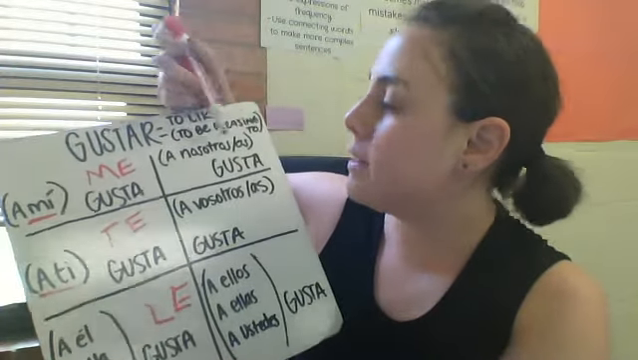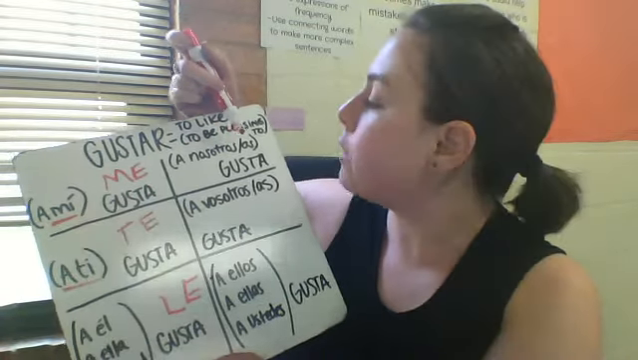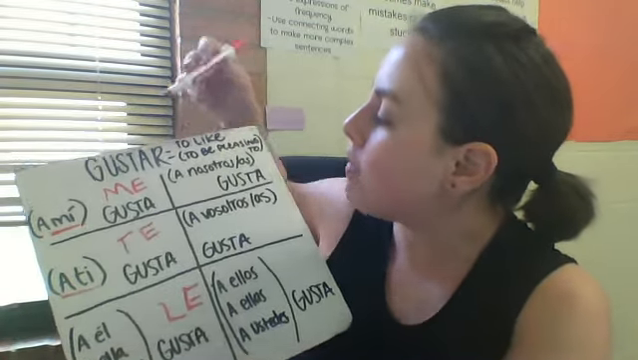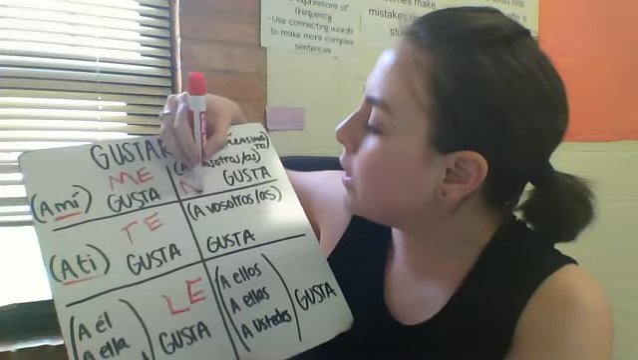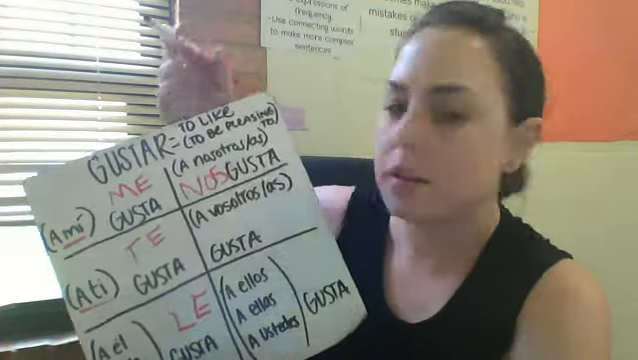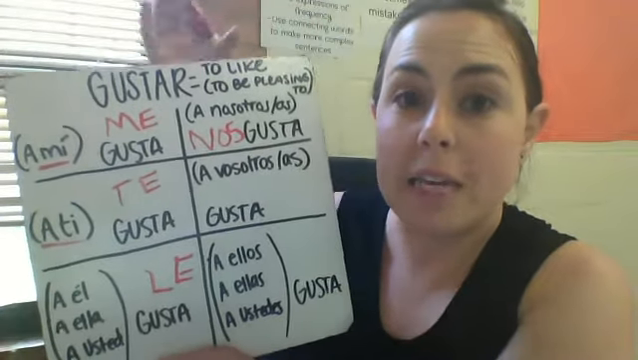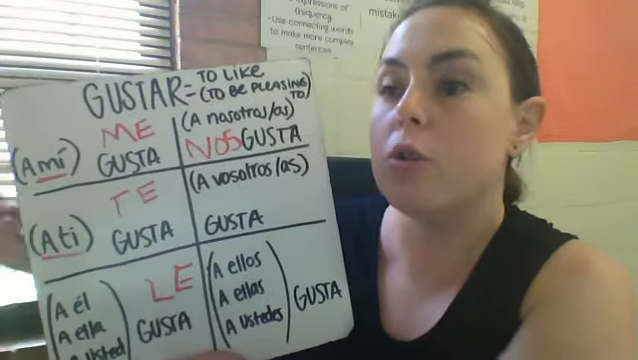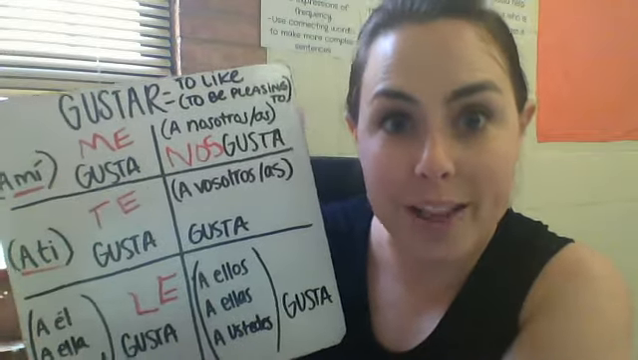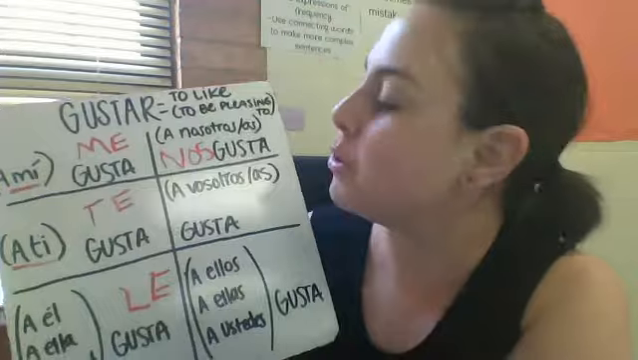For the we section of the chart, to talk about myself and others, a nosotros or a nosotras, that part is the same. We just have the a. And the word is nos gusta, N-O-S, gusta. Sorry, my handwriting's not so great there. Nos gusta means we like. Okay, so I could say nos gusta aprender el español. We like to learn Spanish because, of course, that's true.